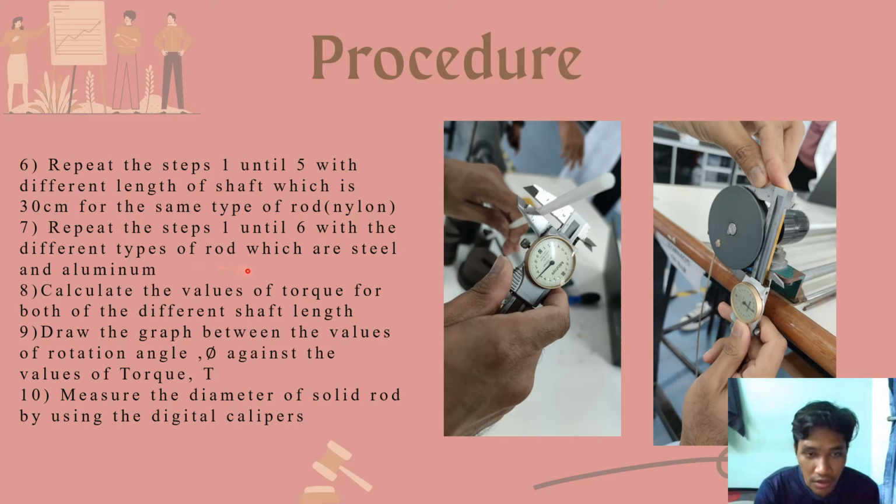Calculate the value of torque for both of the different shaft lengths and draw the graph of the rotation angle against the value of torque T. Lastly, measure the diameter of the solid rod and the torsion head using the digital caliper. In this picture, we use the digital caliper to measure the diameter of the rod. That's all from me. Thank you.